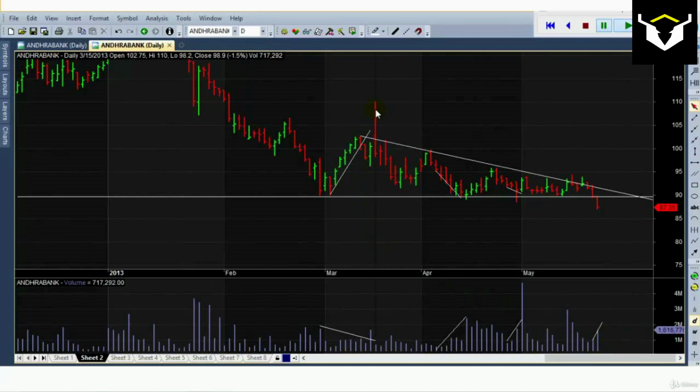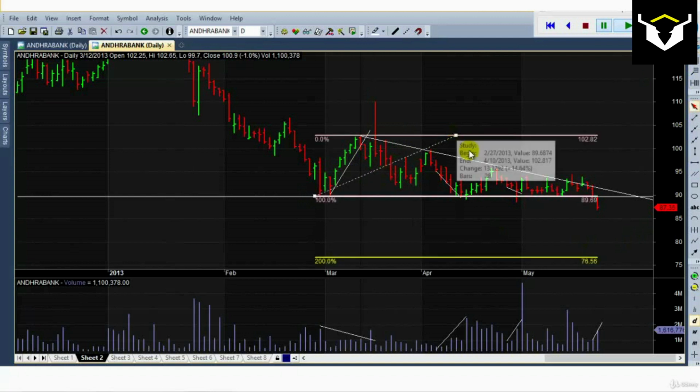We could take this spike into consideration while projecting price target, but I don't know if prices really traded to the level of 110 or it is just some spike. So instead of taking that, I will take this top as my point to calculate the widest range. I'll go ahead and calculate the widest range here and project it from the point of breakout, that is here.